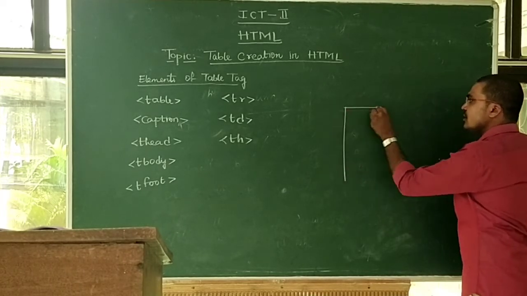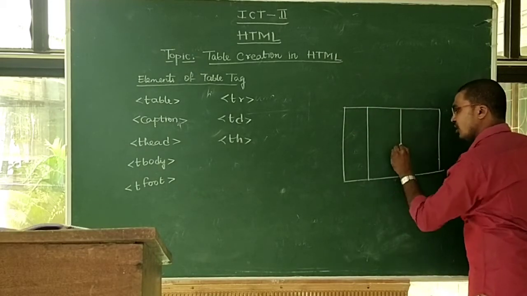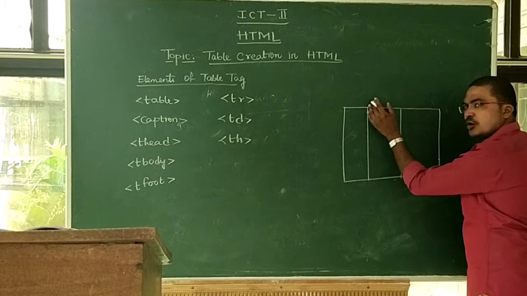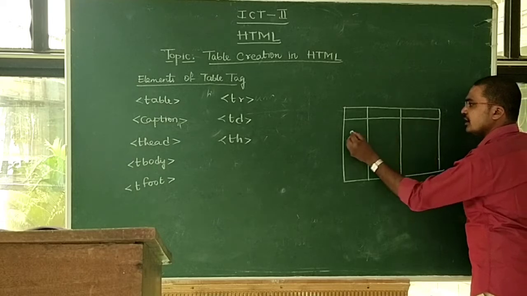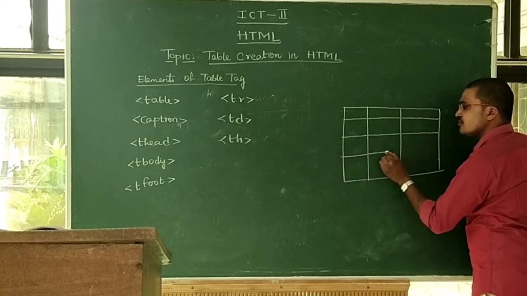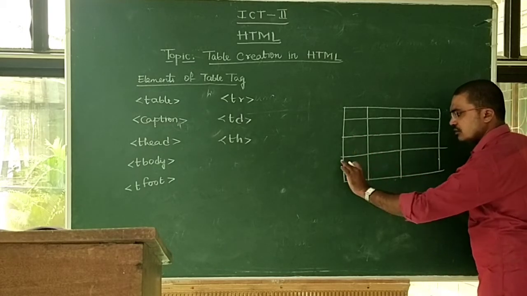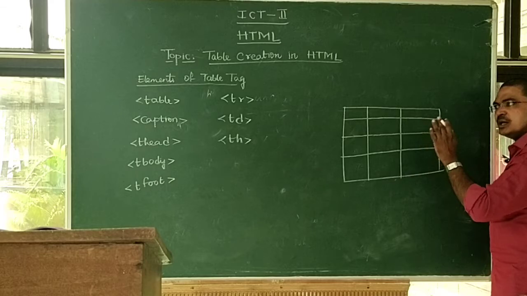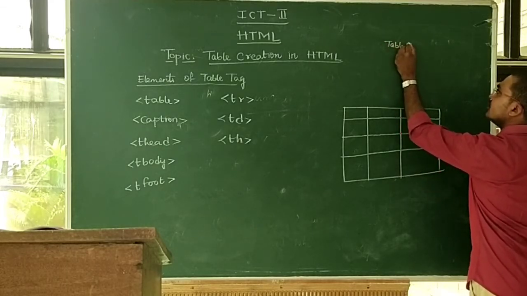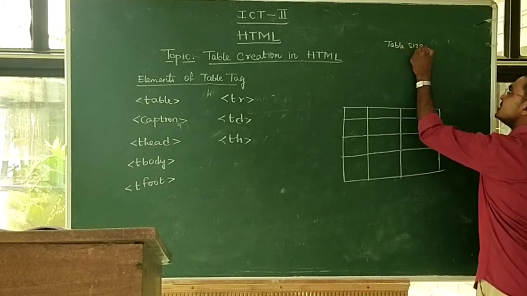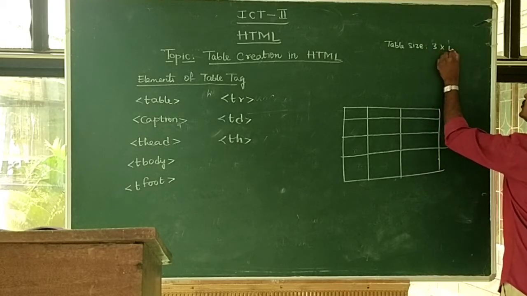Okay, this is a simple table. This table contains 3 columns. This is column number 1, column number 2, and column number 3. And this table contains 4 rows: row number 1, row number 2, row number 3, row number 4. So the dimension of the table is called the table size. Table size is always measured as number of columns into number of rows.